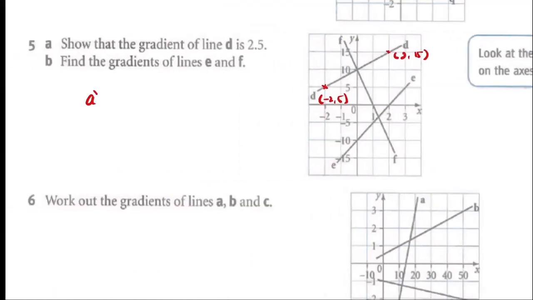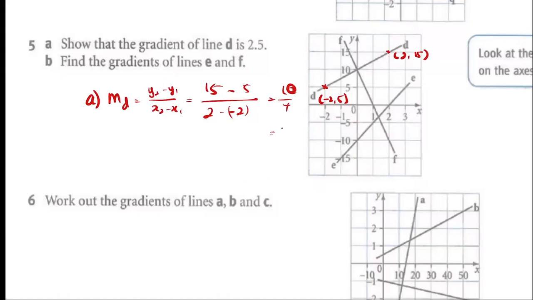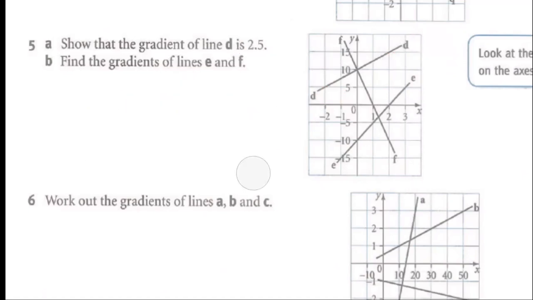So the gradient for D is equal to y2 minus y1 over x2 minus x1. 15 minus 5 over 2 minus negative 2, 10 over 4, 2.5. Same, right? So now, since you know the trick, you can actually use your triangle method for the rest. But when you count, please count it out loud so that you can hear yourself.